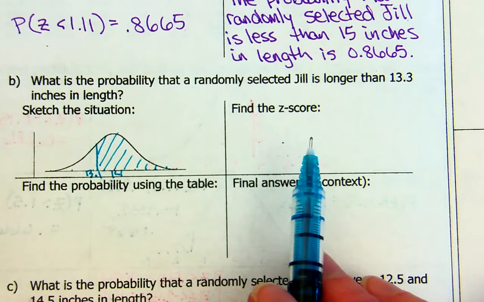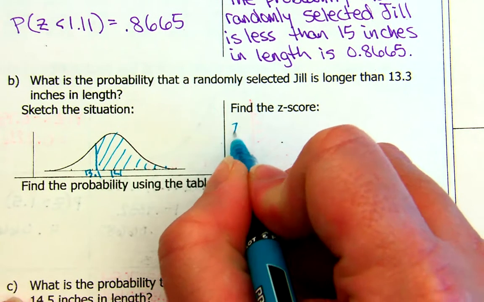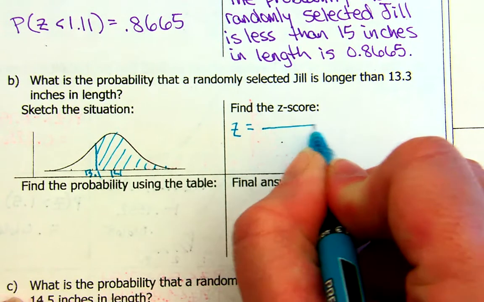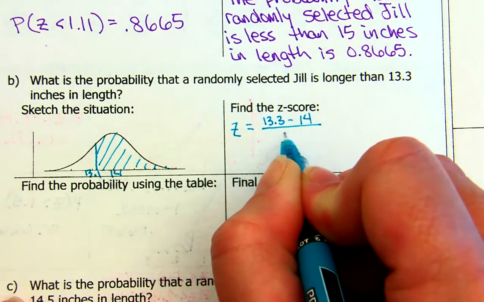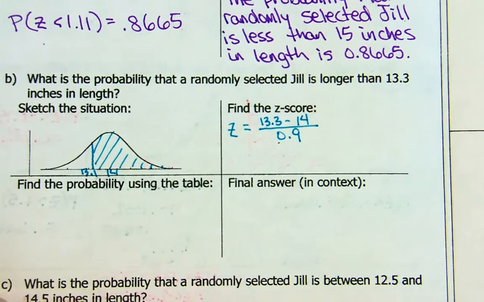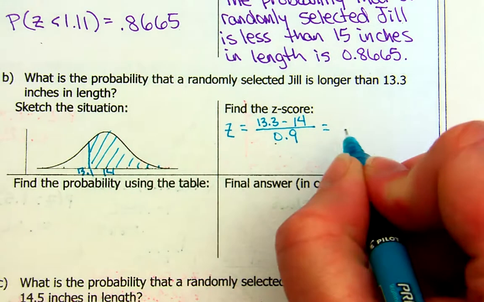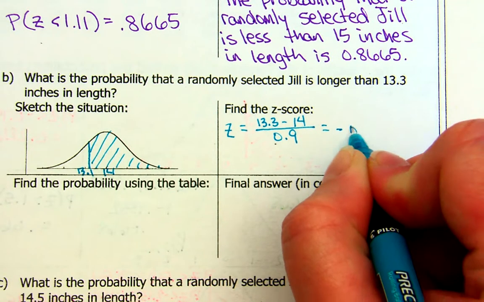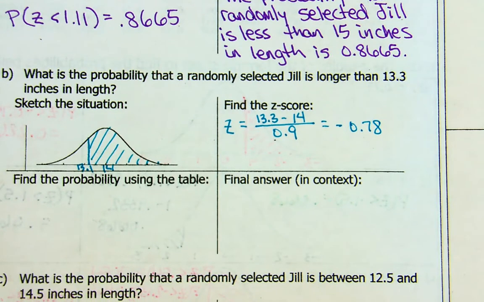I'm going to show finding the z-score, so anytime you do a calculation, please show it on your paper. You have to show those things to get full points. So the value is 13.3 minus the mean, which was 14, divided by standard deviation, which was 0.9. We're down to 2 decimal places, so we get negative 0.78.